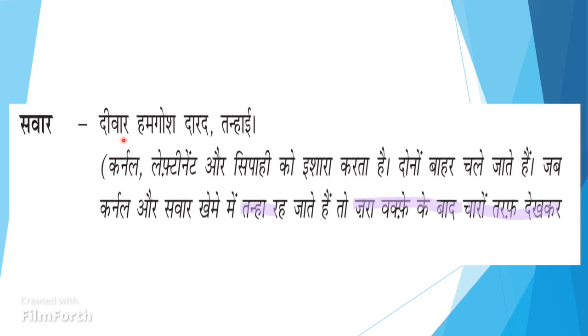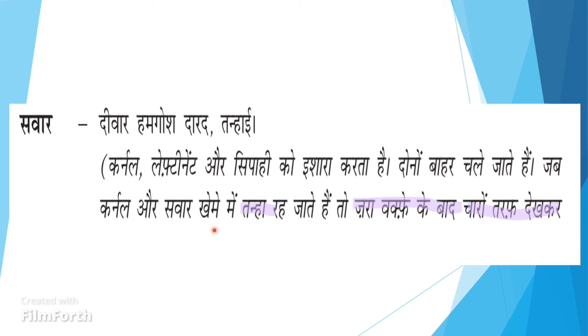सवार दीवार हमगोश दारद, तन्हाई. I want complete loneliness with you. Colonel, Lieutenant और सिपाही को इशारा करता है. He just tells them to go out through sign. दोनों बाहर चले जाते हैं. Both of them go out.